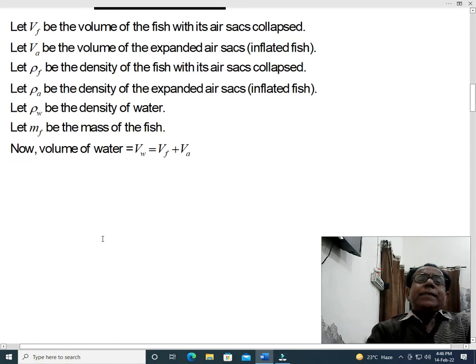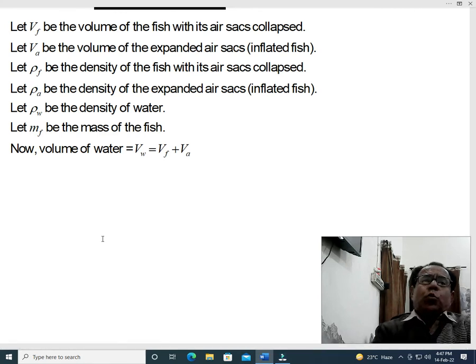We will categorize rho into three categories. Okay, let rho f, here again f is written as a subscript of rho, be the density of the fish with its air sacs collapsed. In the same way as Vf was for air sacs collapsed, here f is rho f. Let rho f be the density of the fish with its air sacs collapsed.